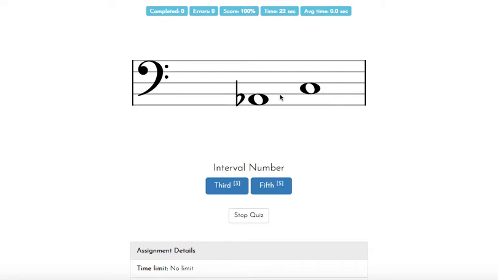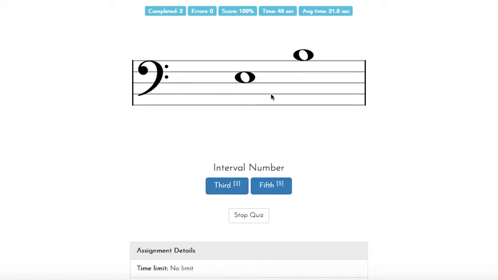I have a line, and then a space. 1, 2. We know that anything that is 2 notes away is a third. So I can either click here or hit the number 3. And I'm going to count again. 1, 2, space, line. That's a third.